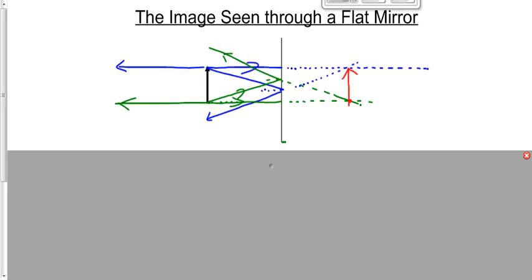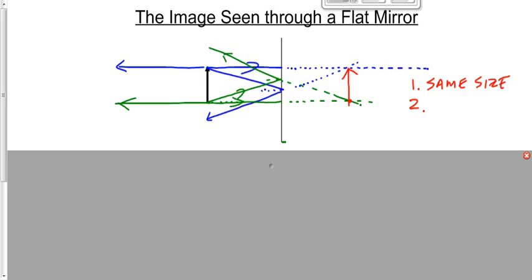If we look at the same attributes or characteristics of the image that we looked at for lenses, we would say that this one is same size. Well, that should make sense, right? You look into a mirror, you appear to be the same size as you really are. A plain flat mirror, that is. You don't appear to be bigger or smaller. You're the same size. You're upright.